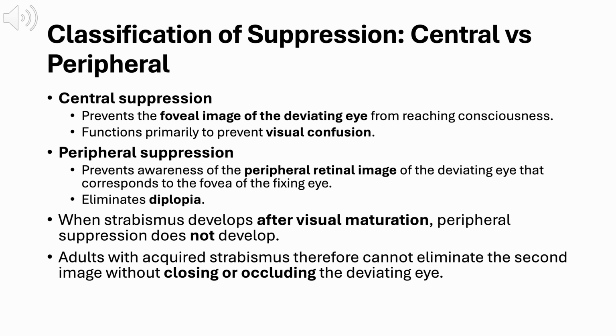A critical point is timing. If strabismus develops after visual maturation, peripheral suppression does not develop. That's why adults with acquired strabismus usually experience persistent diplopia. As a result, adults cannot suppress the second image neurologically. To eliminate diplopia, they must physically close or occlude the deviating eye.